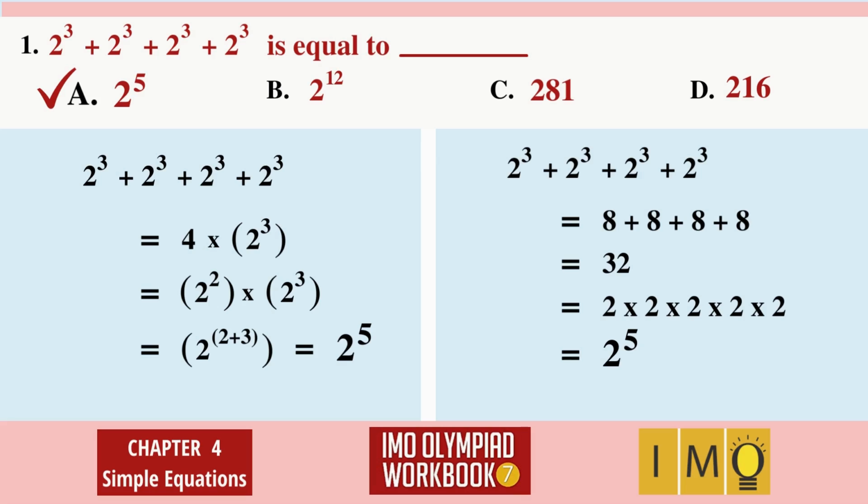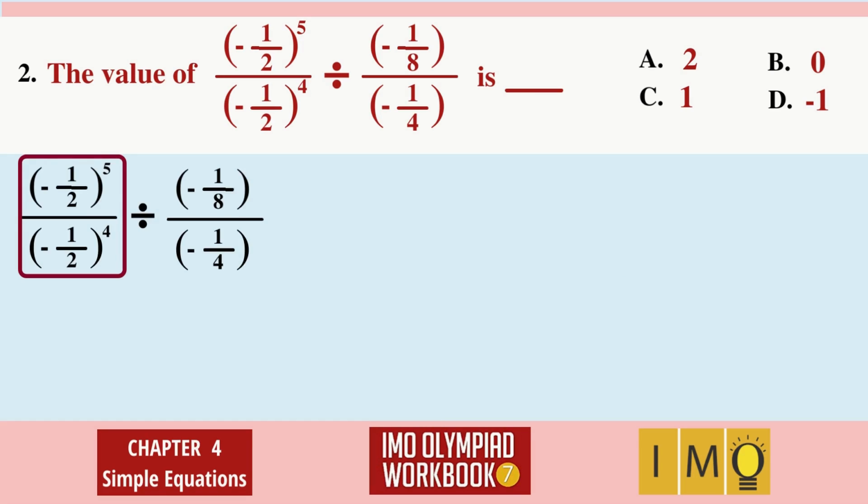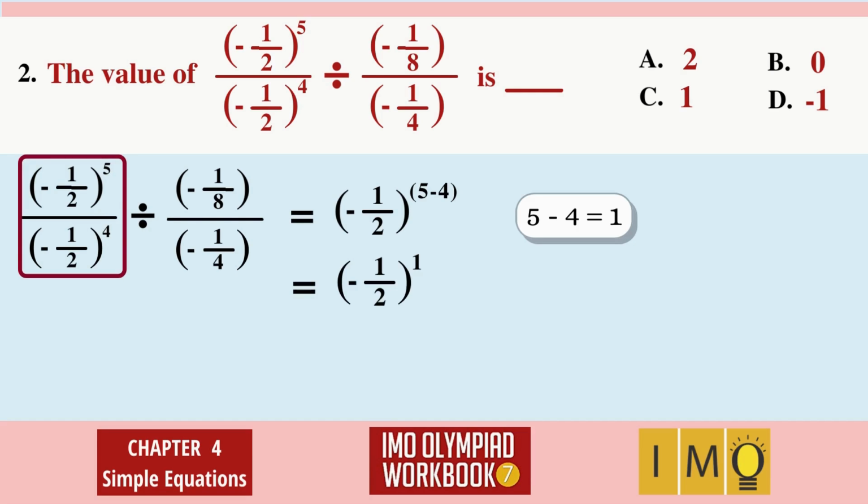Next, question number 2. Let's find the value of this expression. Let's simplify the first term. Minus 1 by 2 whole raised to 5 by minus 1 by 2 whole raised to 4. Here, the base of the numerator and the denominator are the same. So, the powers can be subtracted. So, this term simplifies to minus 1 by 2 whole raised to 5 minus 4, which is 1. So, it is simply minus 1 by 2.